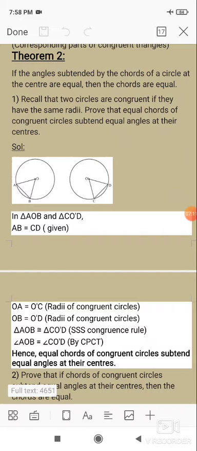So, we can conclude angle AOB equal to angle CO'D by using CPCT. Hence, equal chords of congruent circles subtend equal angles at their centers.